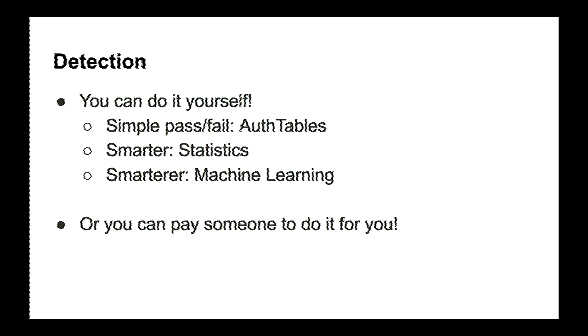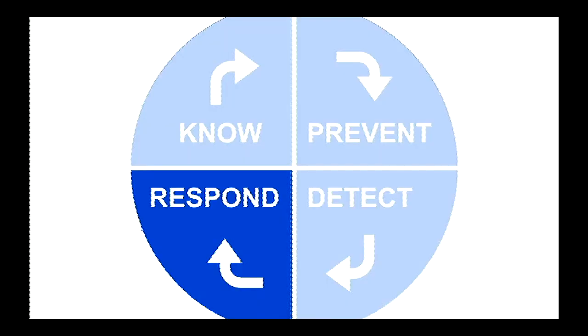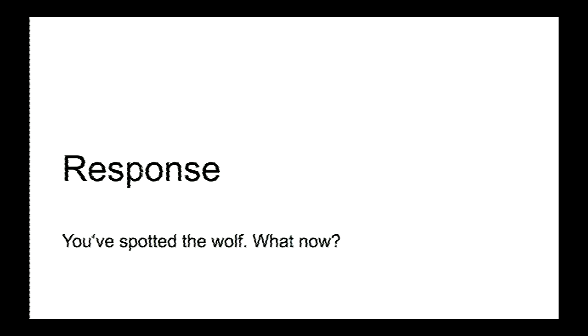Or you can pay someone to do it for you, and there are different tools and solutions out there, but they generally start to cost a lot of money. Yeah, so that's detection. We've detected something. We think we've spotted a wolf in sheep's clothing. What do we do? Do we just say, okay, whatever, or do we do something?